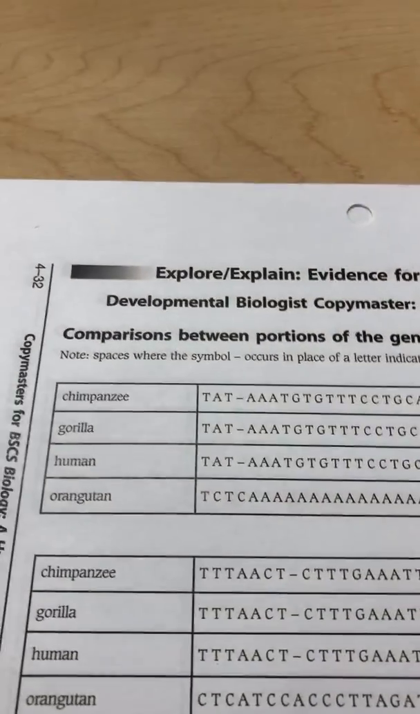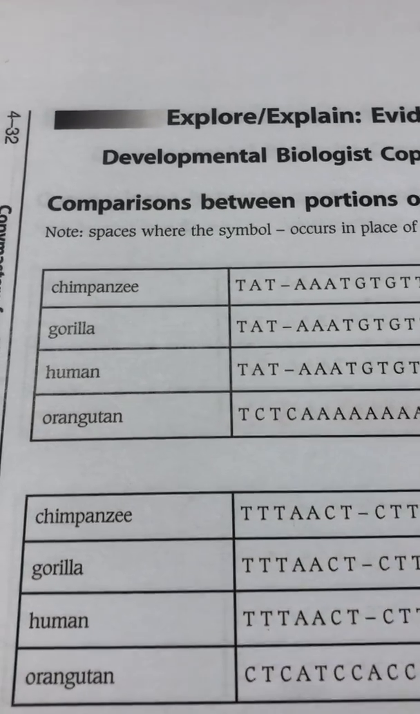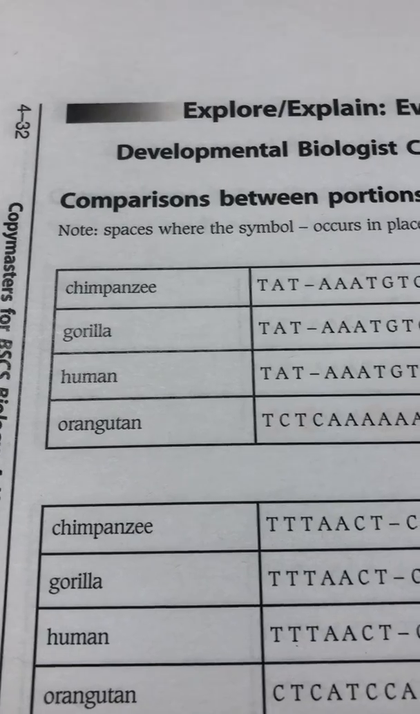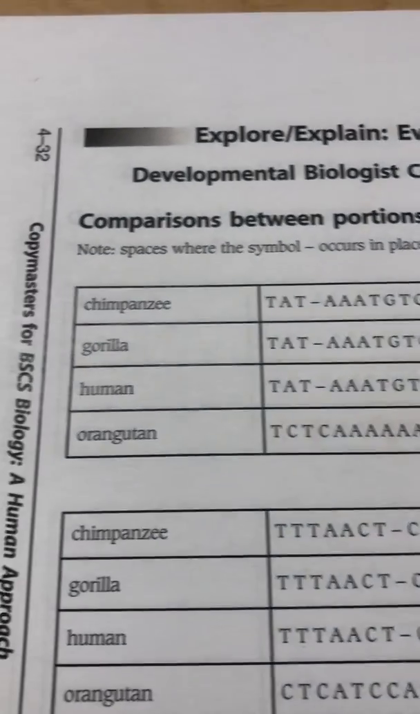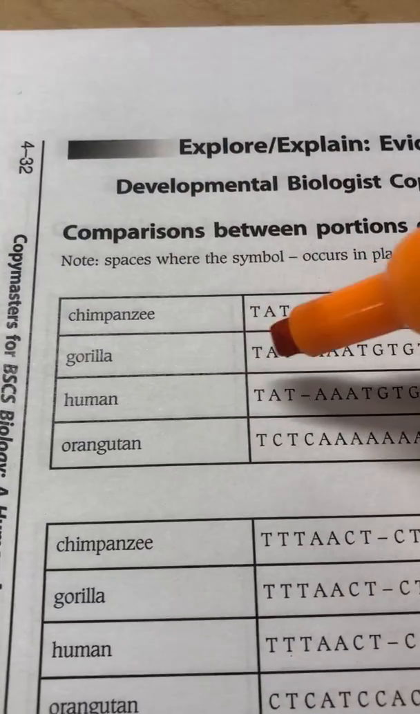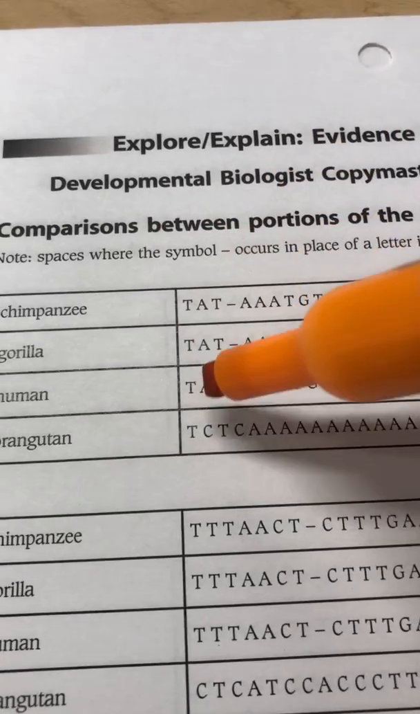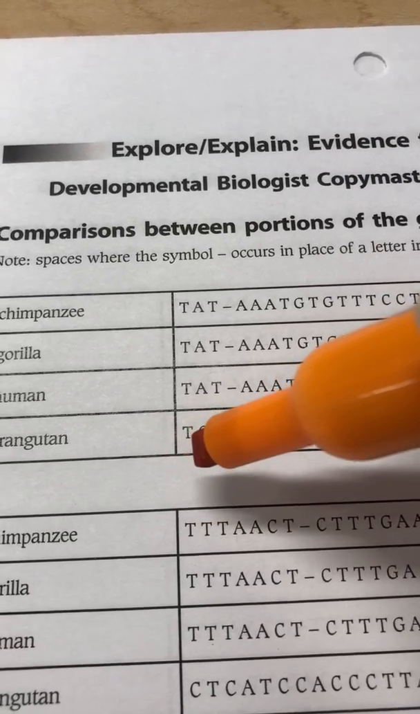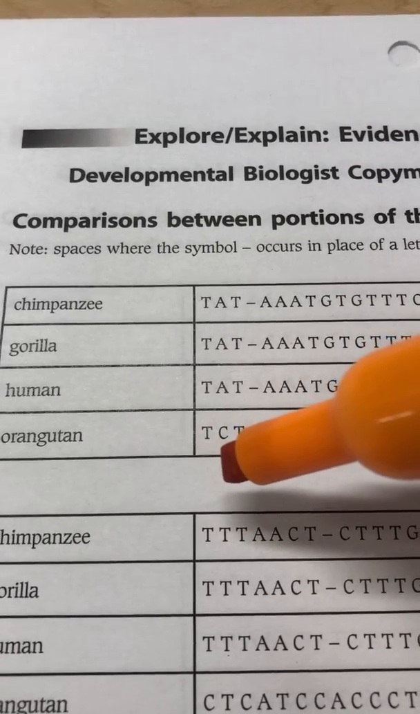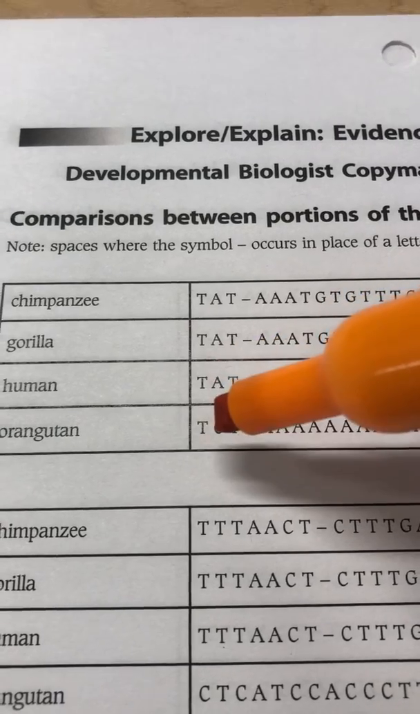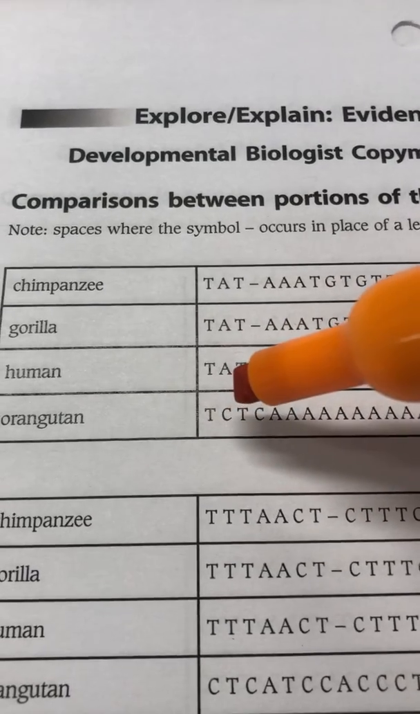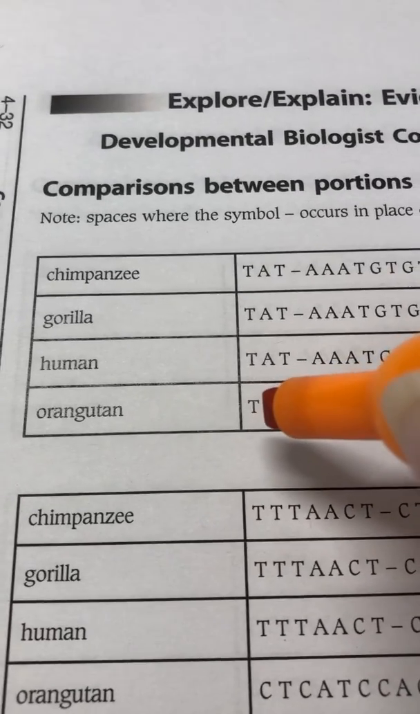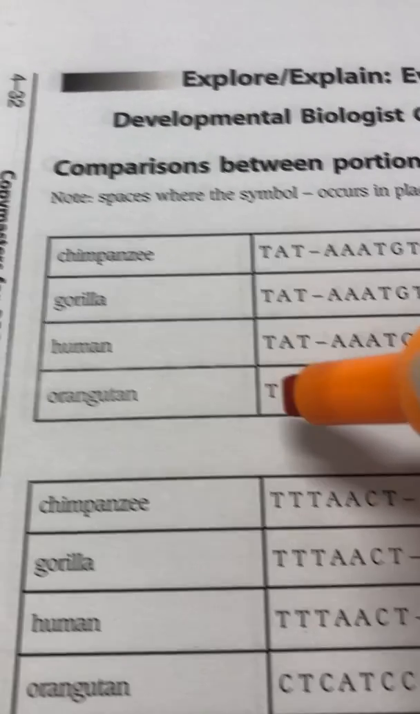So what we're going to do is compare the human sequence to the 3 other primates, to the gorilla, the chimpanzee, and the orangutan. So you're going to start there at the human, and you have a highlighter in your hand, and you're going to look and see a T, and then you're going to compare up and down. Does everybody have a T? If they do, you leave it alone. If they don't have the same nucleotide, such as in the second position, humans have an A, but gorillas have a C, so you're going to highlight the C.